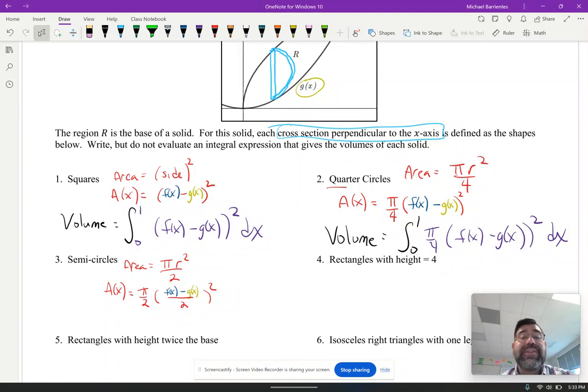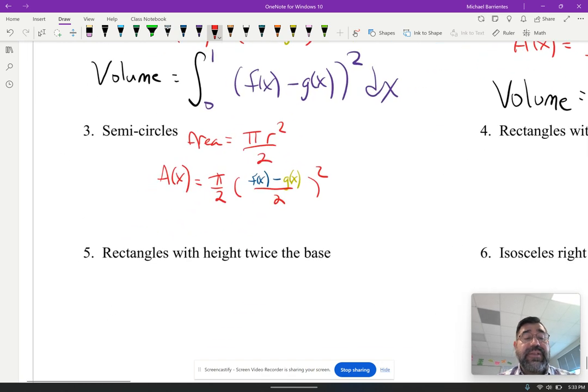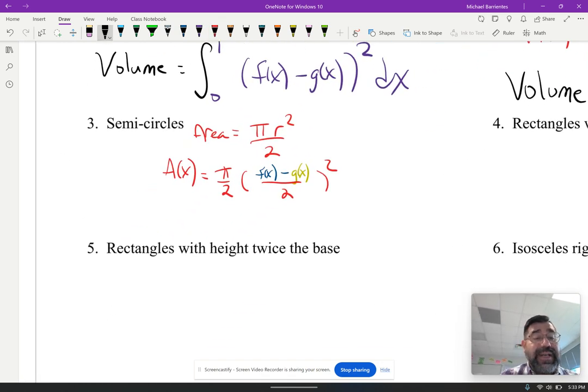Do you see why I had to do that? In a semicircle, if I were to place a semicircle here, this whole thing is the diameter of the semicircle, but I need the radius. So I need to take this length, which is f of x minus g of x, and cut it in half. That's the radius squared, and then pi over 2, which is part of the formula to find the area of a semicircle. Great, now I can do the volume.